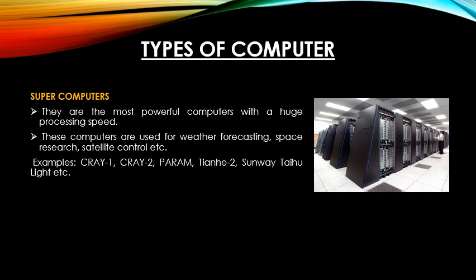Supercomputers. They are the most powerful computers with a huge processing speed. These computers are used for weather forecasting, space research, satellite control, etc. Examples: Cray 1, Cray 2, Param, Tianhe 2, Sunway TaihuLight, etc.